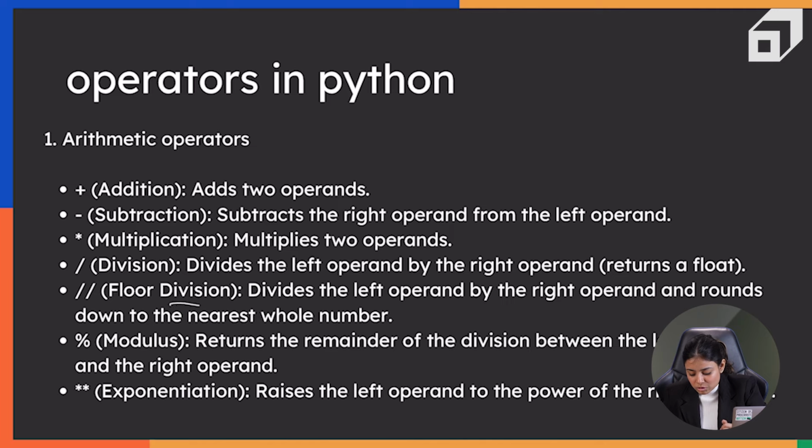Then we also have floor division, which divides the left operand by the right operand, and also rounds down to the nearest whole number. So division will return a float, but floor division will return an integer because it rounds to the nearest whole number. Modulus will return the remainder of the division. If I say 5 modulo 2, it will divide 5 by 2 and return the remainder. If I divide 5 by 2, what will the remainder be? The remainder will be 1. So it will output the remainder of that operation.